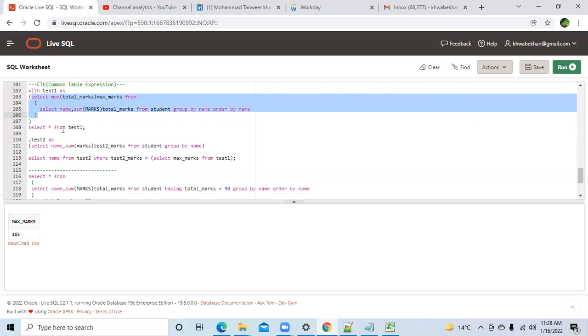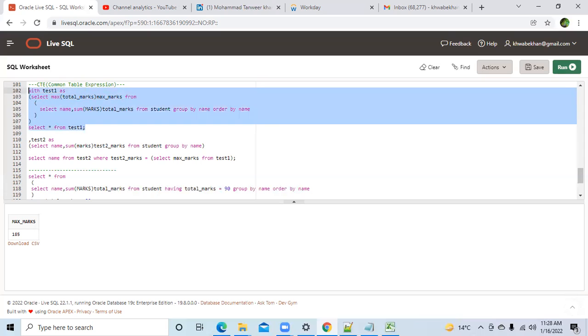I am proving it to you. That's why I've written select star from test one. When I've executed this, I am proving to you that in this bucket you have the output as 185.